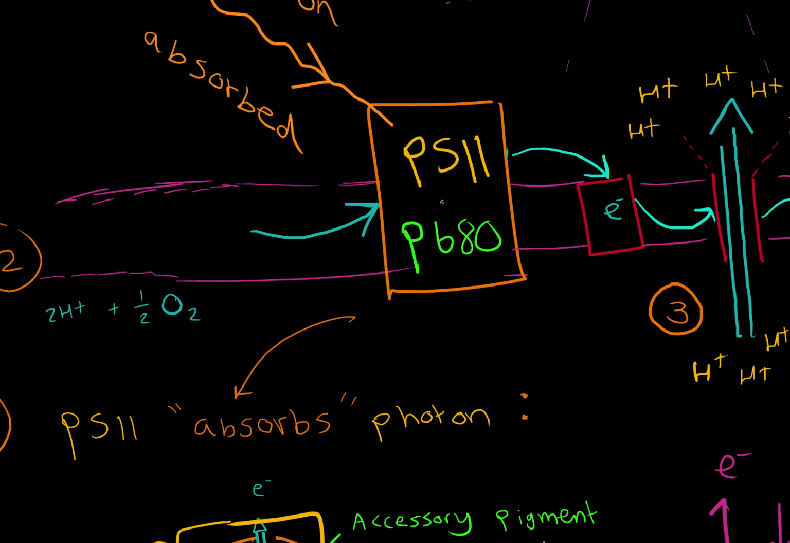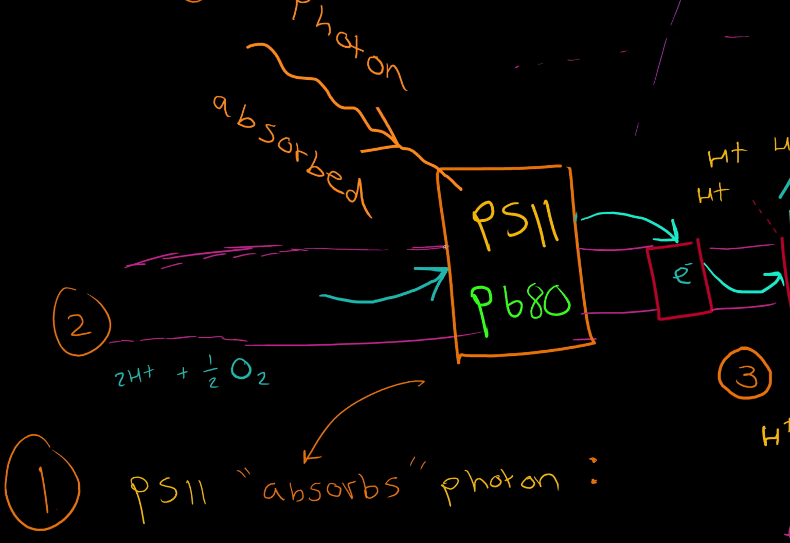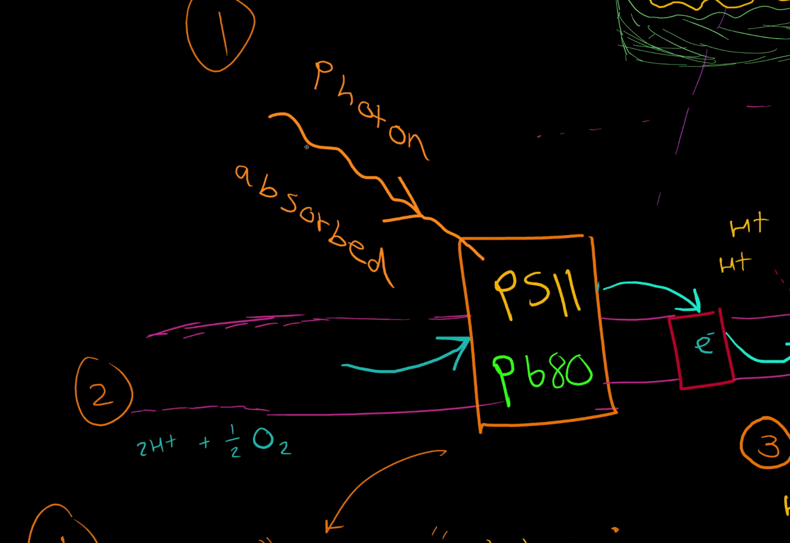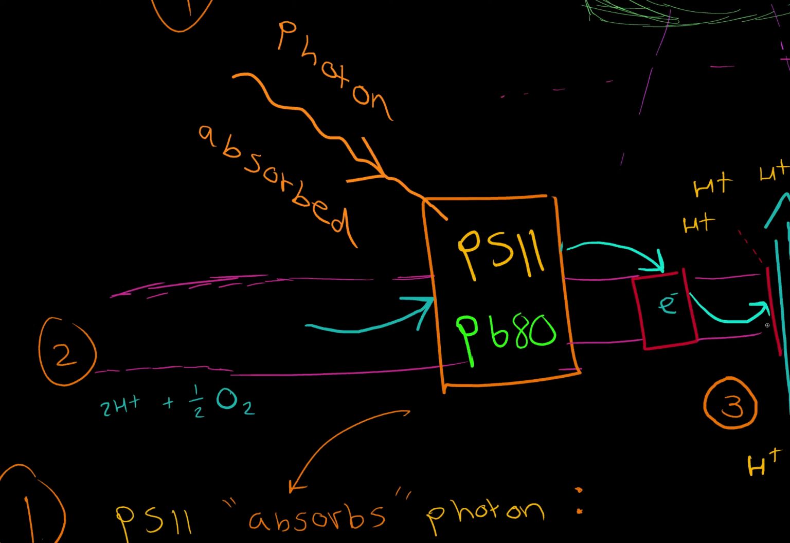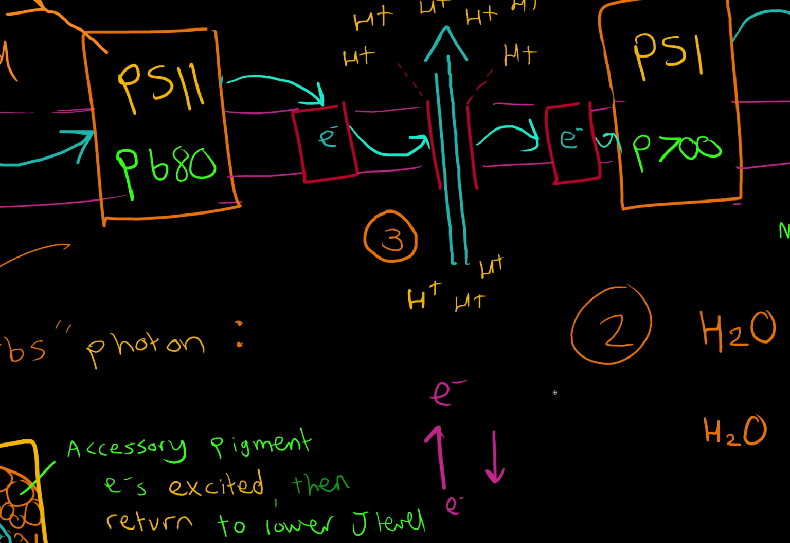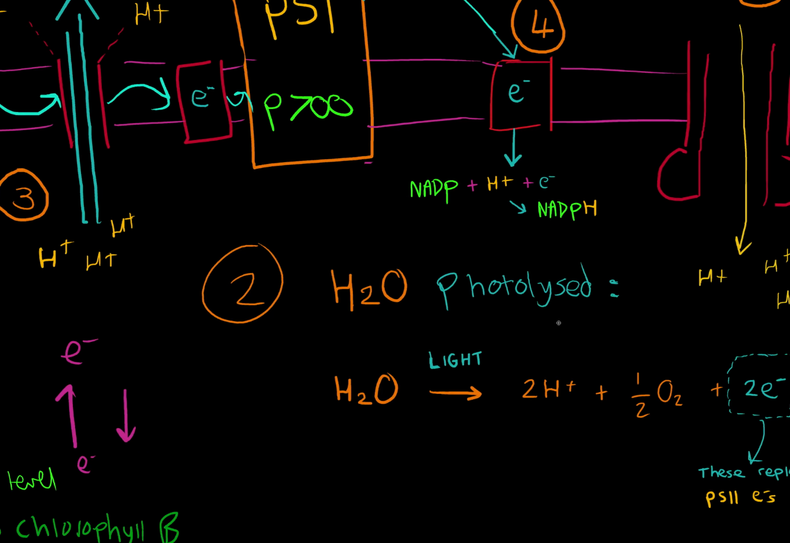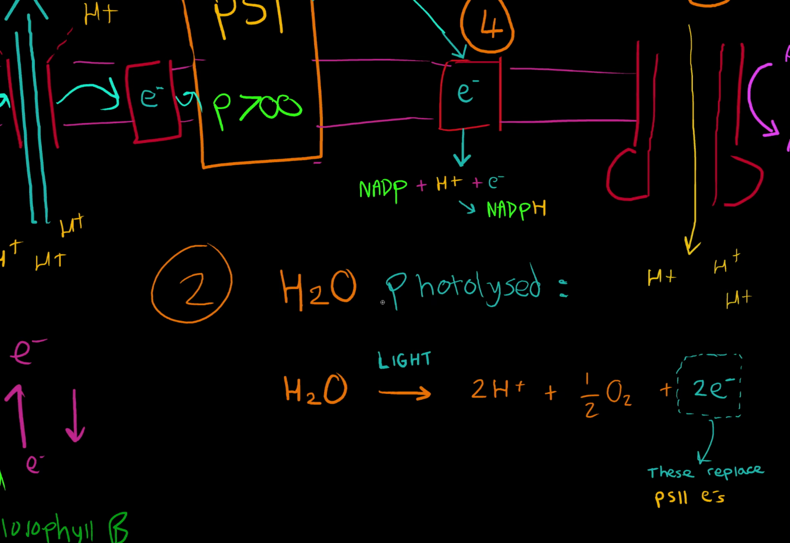So what we need is to replace those electrons, okay? After stage one has occurred, where the photon's been absorbed and the PS2 electron has been released, we need to somehow replace those electrons. So where does that come from? I should probably draw this in blue. Ultimately, what happens is water gets split up, okay? And if I go over here, we call this photolysis of water. Water becomes photolysed, okay?